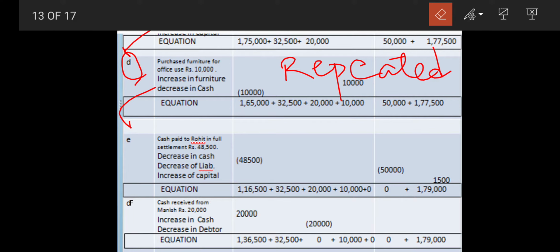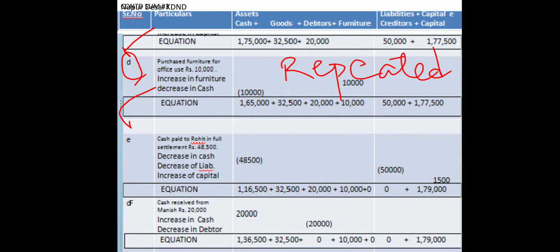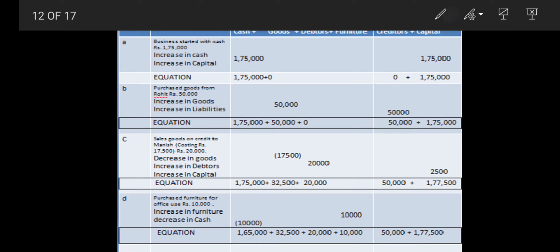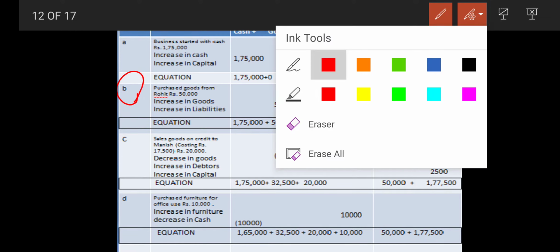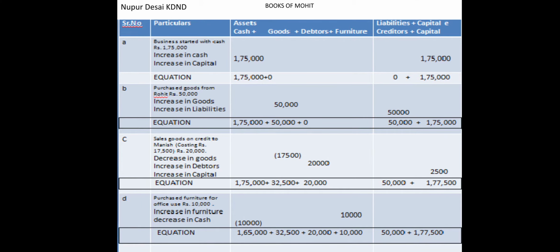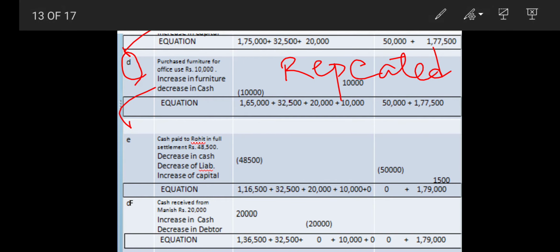Rohit was a person who has been previously entered as a person from whom we have purchased the goods. See B point, purchase goods from Rohit, right? I'm just highlighting 50,000 is the amount we have to pay him. So now he has come for the payment to be paid to him. Now we have to pay Rohit 50,000, but here we are paying him 48,500.